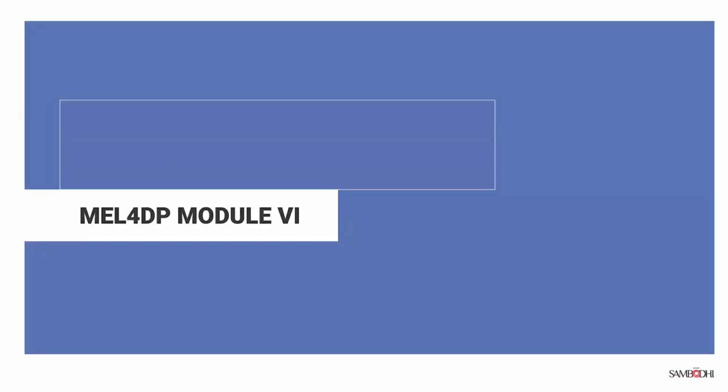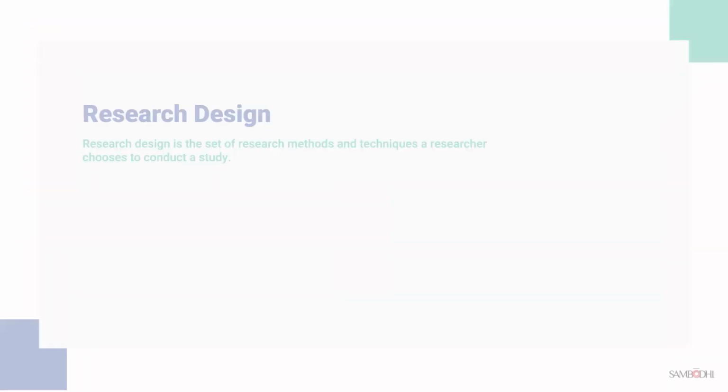Let us begin with the next module of evaluation design and its components, beginning with research design. Research design is the set of research methods and techniques chosen by a researcher to conduct a study. Simply put, when we discuss a strategy to collect, study, and evaluate data, we talk about research design. This enables the researcher to identify problems, leading to the creation of a consistent and logical model for data analysis.